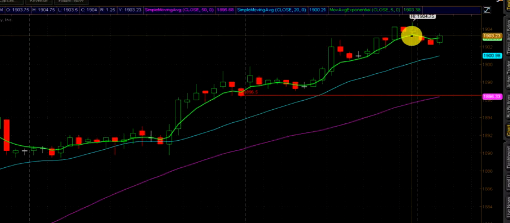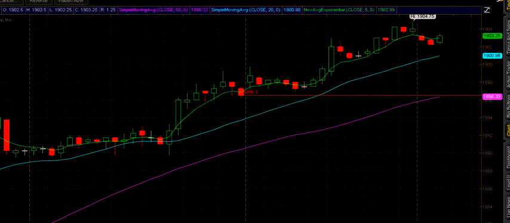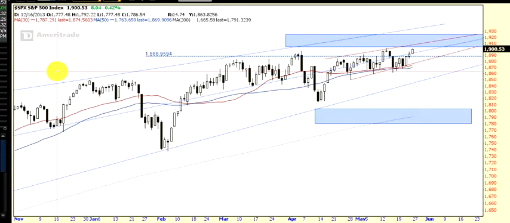So we should be looking for a gap up in the morning. Let's go back to the closing data. This day right here that I'm highlighting was Friday.